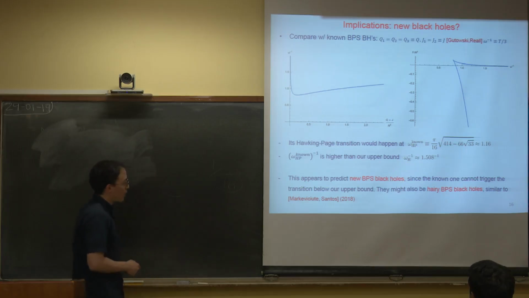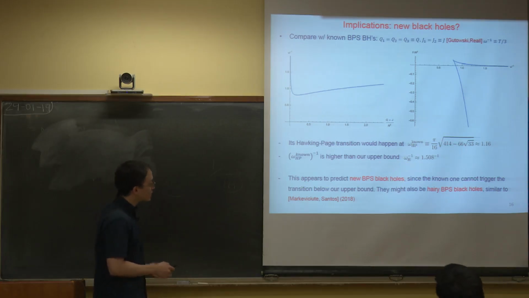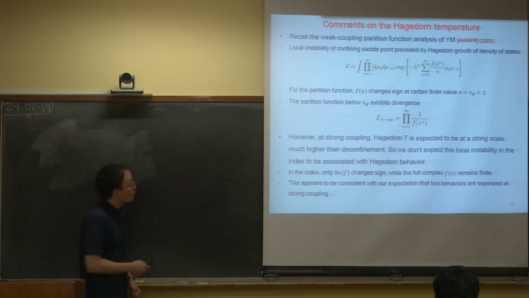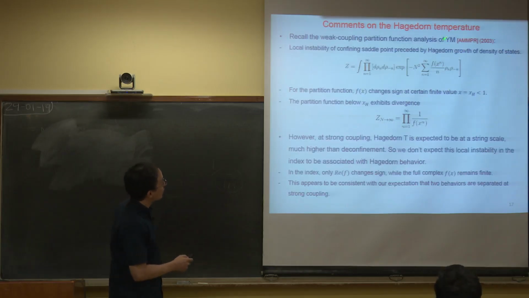Okay? And there's no signal that it should be a hairy black hole again, but at least this contradiction has been found in the same sector as there have been studies on the hairy black hole solution. So again, it will be interesting to see whether this saddle point is again a hairy black hole or not. Okay. A final comment I'd like to make is about the Hagedorn temperature.